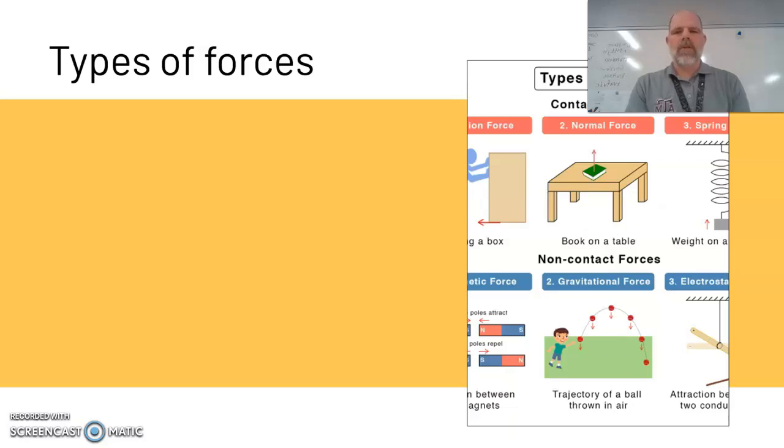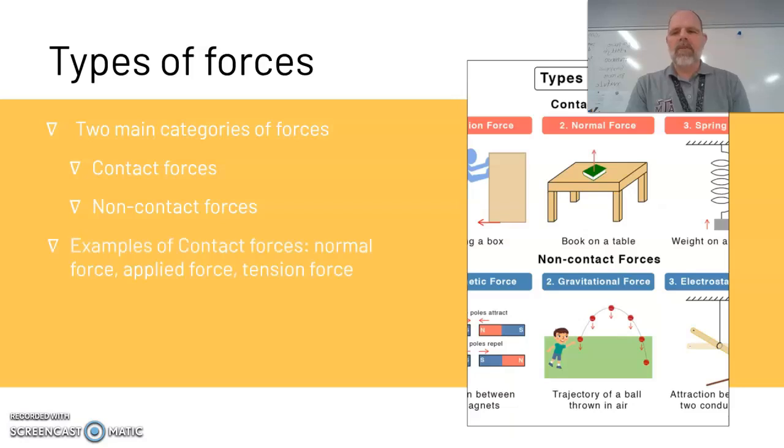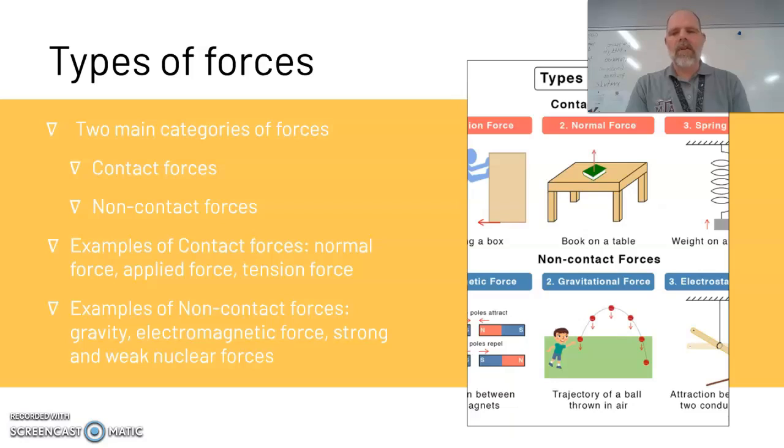So what are some types of forces? There are two main categories of forces that we're going to talk about: contact forces and non-contact forces. Examples of contact forces are the normal force, an applied force, and a tension force. Examples of non-contact forces are gravity, electromagnetic force, and the strong and weak nuclear forces. Those are the main non-contact forces that exist. There are other examples of contact forces, of course, but those are just a few that we're going to deal with in this class.